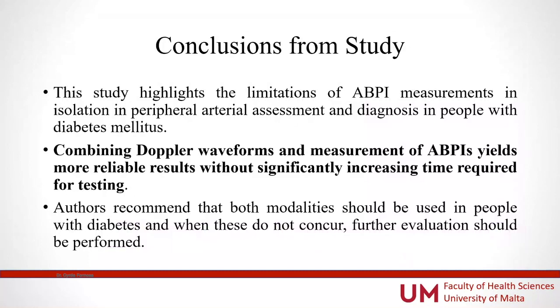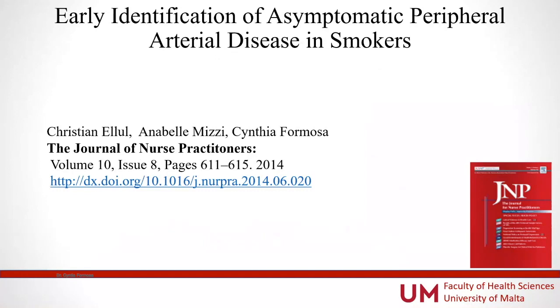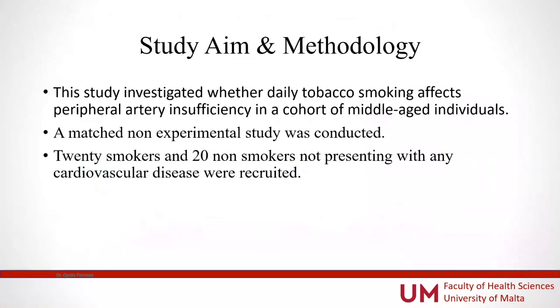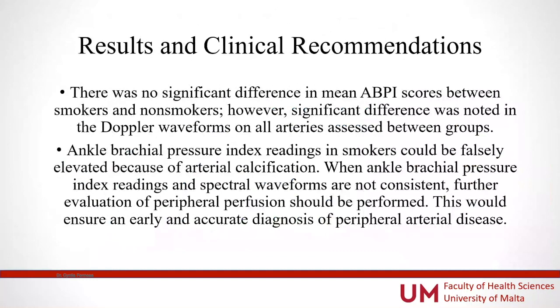This time we also conducted a study among smokers, because we wanted to see whether we would get the same result. The other populations were patients with diabetes. The study investigated whether daily tobacco smoking affected peripheral arterial disease in a cohort of middle-aged individuals. We had 20 smokers and 20 non-smokers. Once again, our results confirmed that there was no significant difference in the ABPI scores. However, there was a significant difference in the Doppler waveform analysis on all the arteries assessed between the groups.